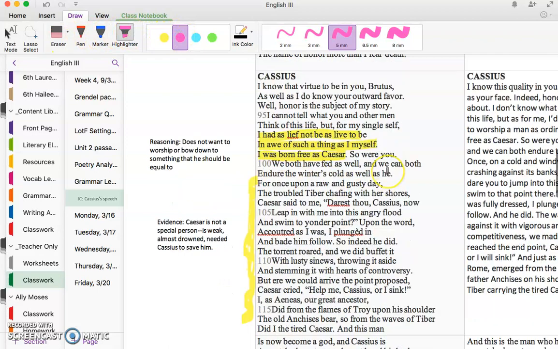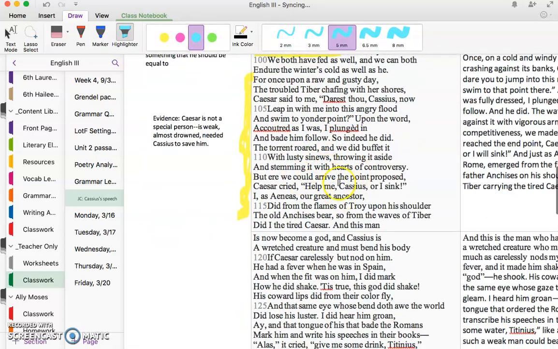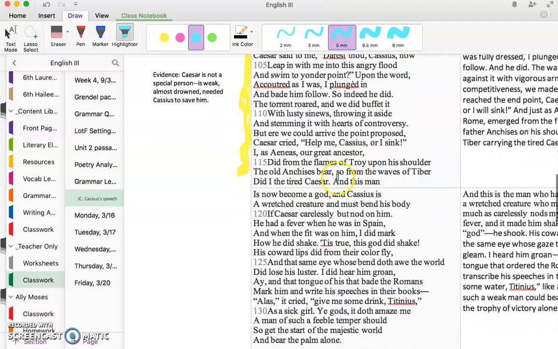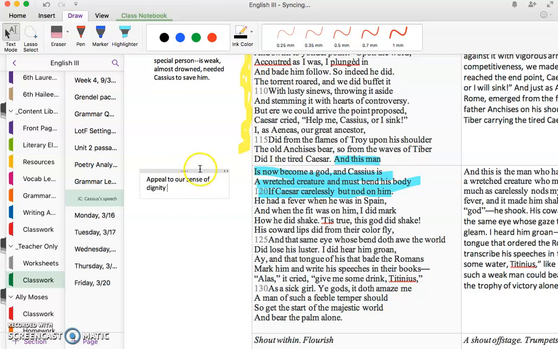Now, likewise, you could easily look at some of these things again as well and talk about how Cassius is also trying to appeal to other senses that Brutus would also perhaps share. So if we were to talk about the ways that he is trying to get us riled up, trying to appeal to our passion, our pathos, this man has now become a god, and Cassius is a wretched creature and must bend his body, if Caesar but nod on him. So this situation right here, he's trying to appeal to our sense of dignity. He's basically saying, hey, we're supposed to be equals, and yet, look, I'm a wretched creature, I must bend my body, I must bow to Caesar if he but looks at me. And that sort of feeling of, that's against my pride, that's appealing to my sense of dignity, is also meant to be persuasive to Brutus as well.